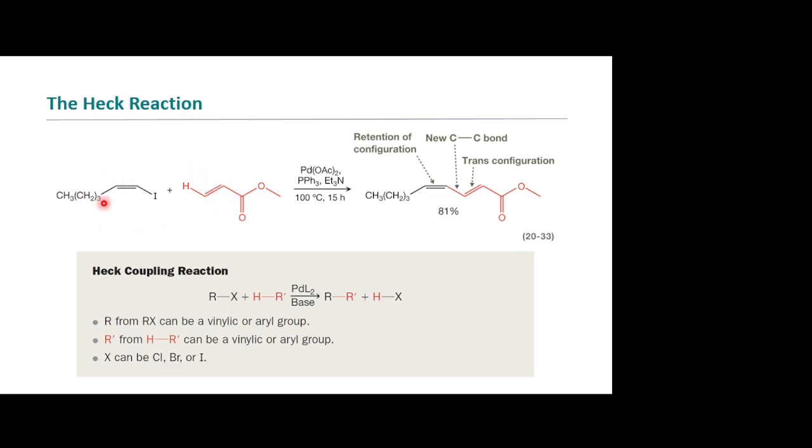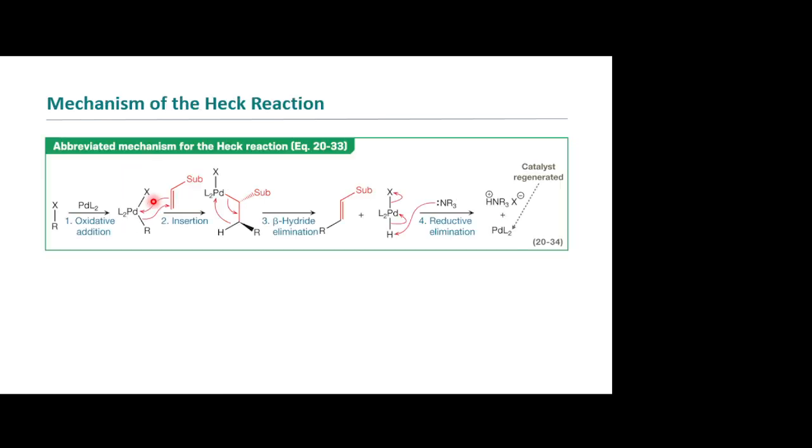This side will actually retain the configuration, whatever the configuration used to be. It will always end up retaining that configuration. Let's go ahead and look at the mechanism here. So the first step of this is we're going to again get that oxidative addition with the palladium, the same as we saw before, where we're going to end up with that R group on the palladium with the ligand, and the X group across, very similar to a Grignard, right?